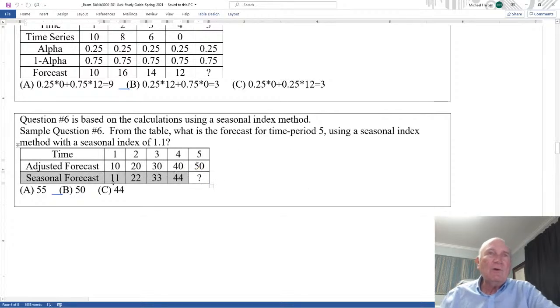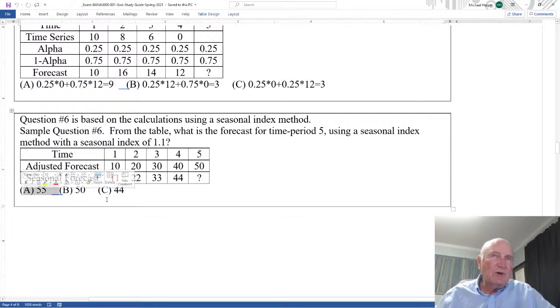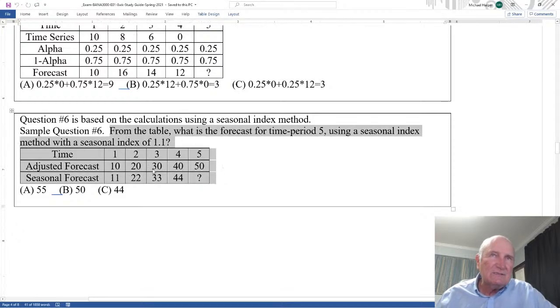So notice, 1.1 times 10 is 11. 1.1 times 20 is 22. 33, 44. So 1.1 times 50 is what? Well, it's going to be 55. So it won't be exactly like this. I'll change these numbers, but again, the question will be exactly like this, with different numbers.